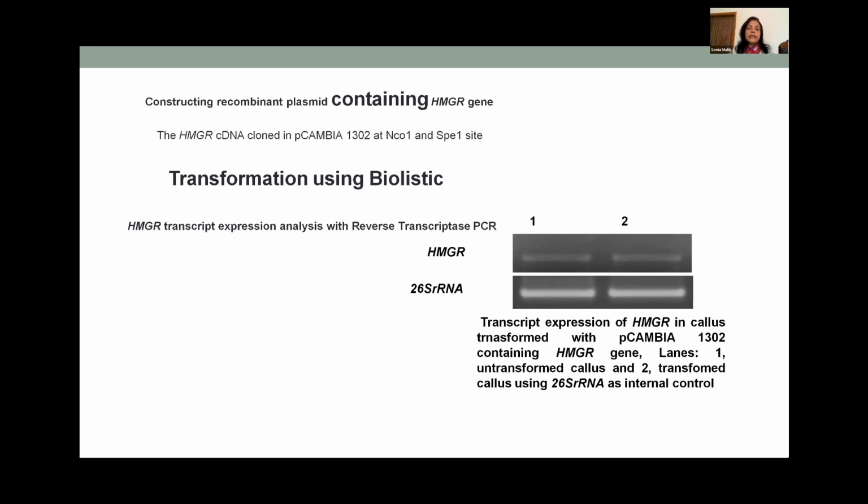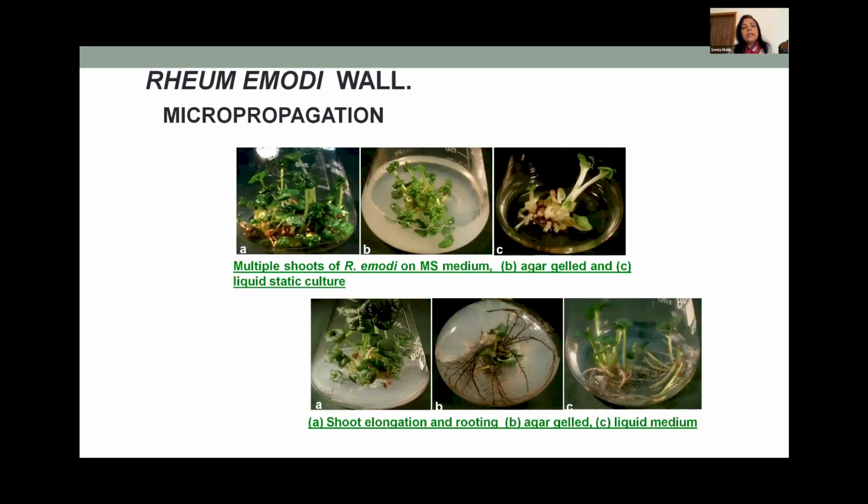One is using Agrobacterium, and the other is the biolistic method, or the gene gun method. So we did both methods, and we took different bacterial strains to transform it. That was the example with Arnebia euchroma. Now I would like to show you the example of Rheum emodi, another high altitude plant species.